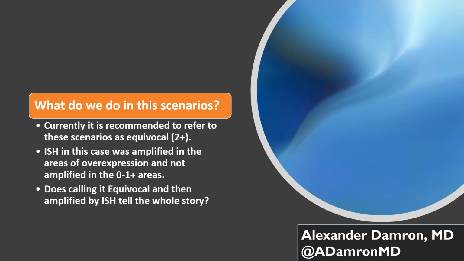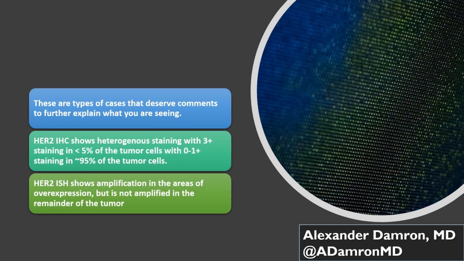Because if I say, oh, it's HER2 2+ and it's FISH amplified, does that give them the entire story of what we're seeing? And I would tell you that it doesn't, right? And what I would recommend is that these are the type of cases that really deserve a comment. They deserve you to explain what you're seeing, right? You say, okay, HER2 is 2+, see comment.